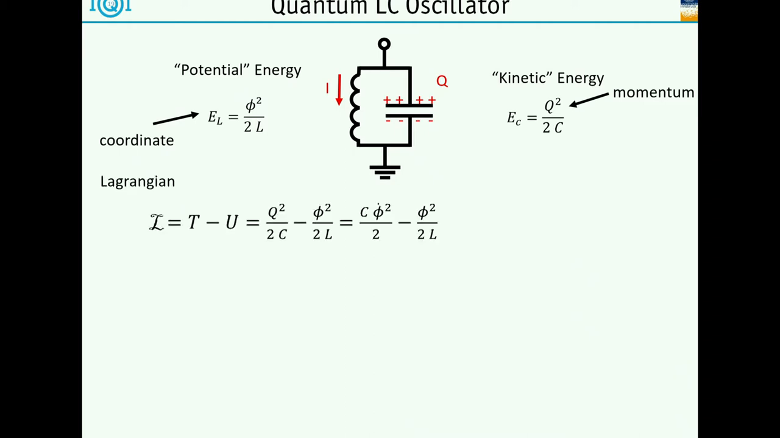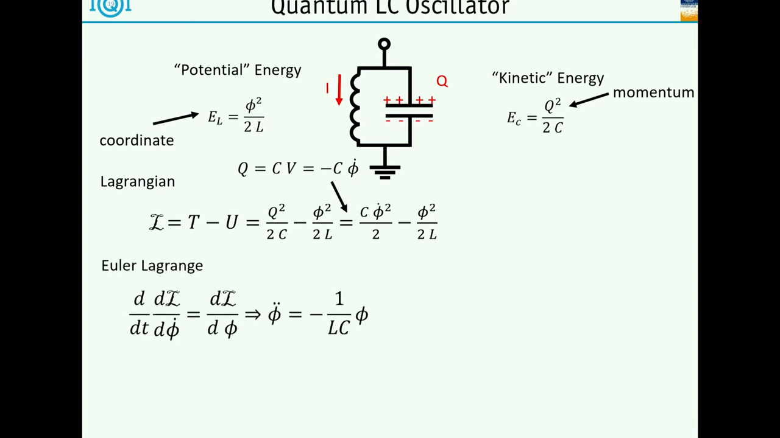So what I can do now is write down a Lagrangian of this system, where I just take kinetic energy minus potential energy. Then to arrive on the right side, I put in that my charge is capacitance times voltage, and that my voltage is minus the time derivative of the flux. I can put all of that in here and arrive at this equation.